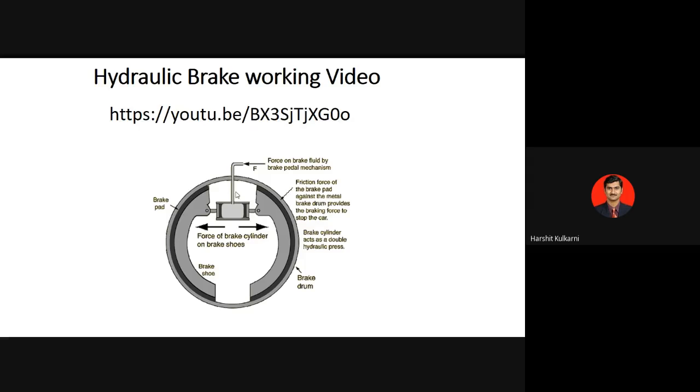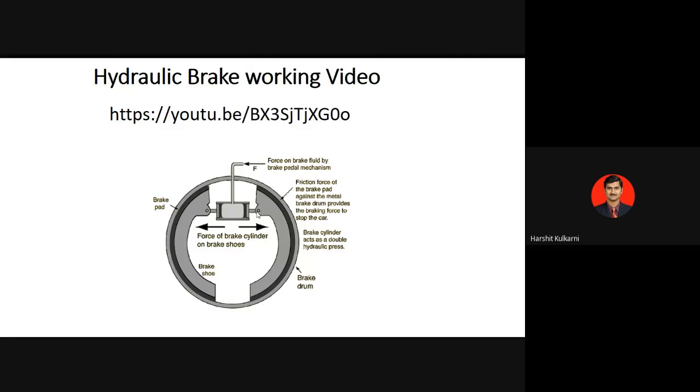This has an arrangement wherein you can see the force on the brake fluid is applied by pressing the pedal. Here we have the fluid that will be transmitted or supplied to this chamber. What is this chamber? It is nothing but a piston and cylinder kind of arrangement. Once the fluid starts entering here, these two pistons will move apart. They will be pushed apart.